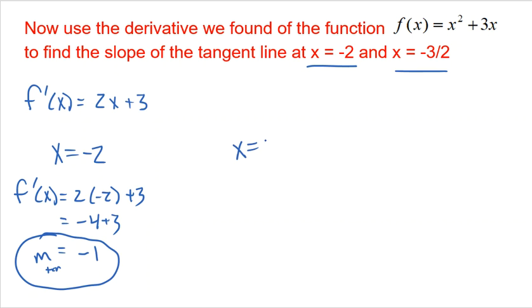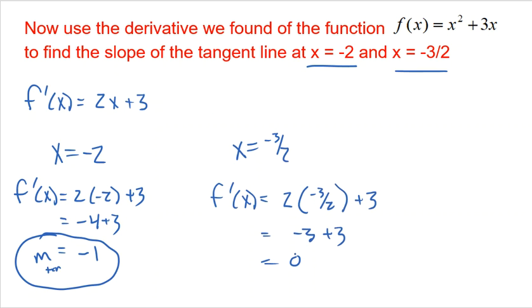What about when x equals -3/2? All right. The derivative, the slope of the tangent line, is going to be 2 times -3/2 plus 3. That's going to be, the 2's reduced, that's -3 plus 3, and that's going to be 0. So the slope of the tangent line at -3/2 is 0. Pretty cool and pretty simple.